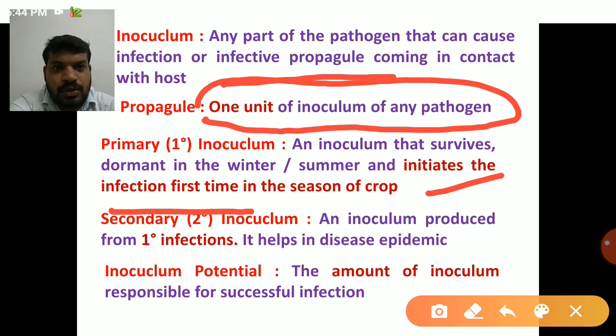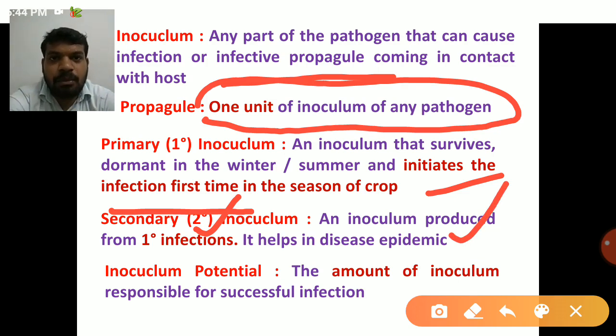So next one is secondary inoculum. An inoculum produced from primary infections is called secondary inoculum. So primary infections are produced by primary inoculum, and primary infections produce the secondary inoculum of a particular pathogen. It helps in disease epidemic. So secondary inoculum multiplies or spreads the disease from one plant to another plant or one field to another field.